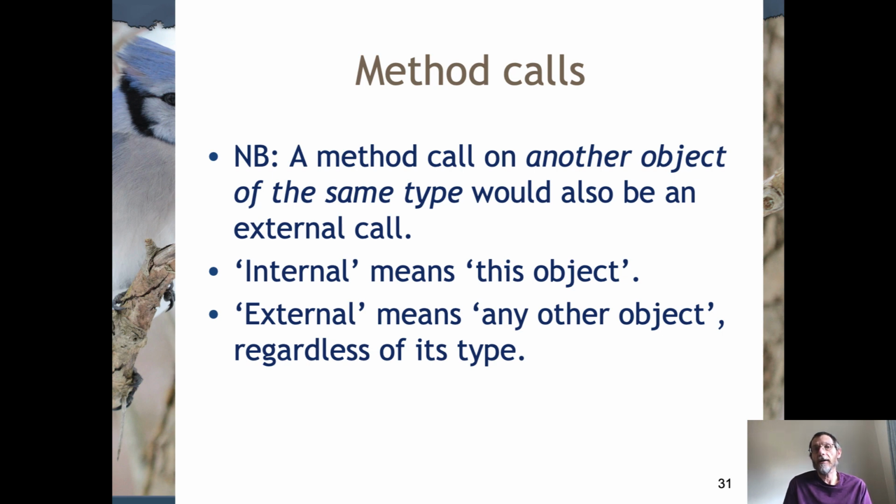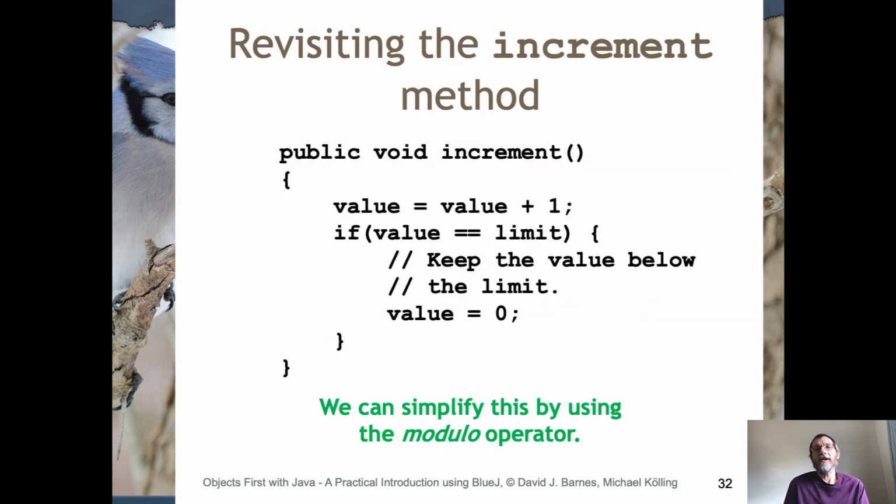So internal method call means call a method on the calling object, and external means call a method on a different object. Now, just before we finish, there's one thing I'd like to return to, and that is I want to revisit the increment method, because in a previous video I said we could probably simplify quite significantly the body of this increment method. Remember that the purpose of the increment method is to add 1 to the current value stored in a number display object, and then if by incrementing we reach the limit value, then we don't allow value to store that limit. We need to set value back to 0. So that's the wraparound operation.